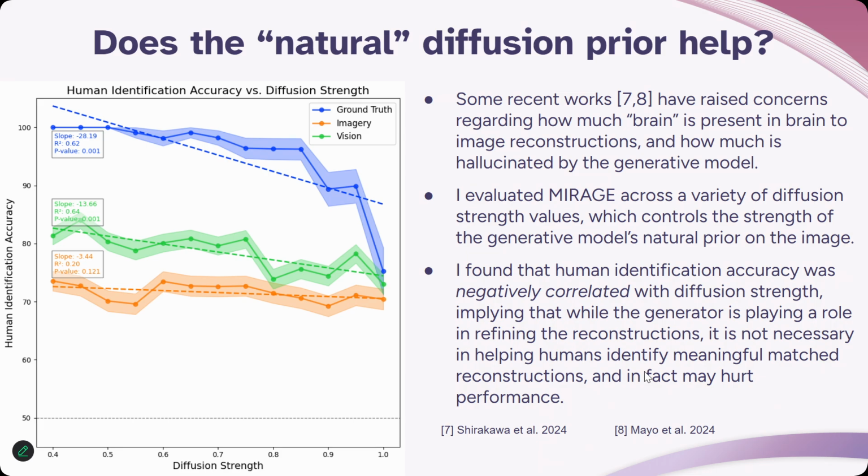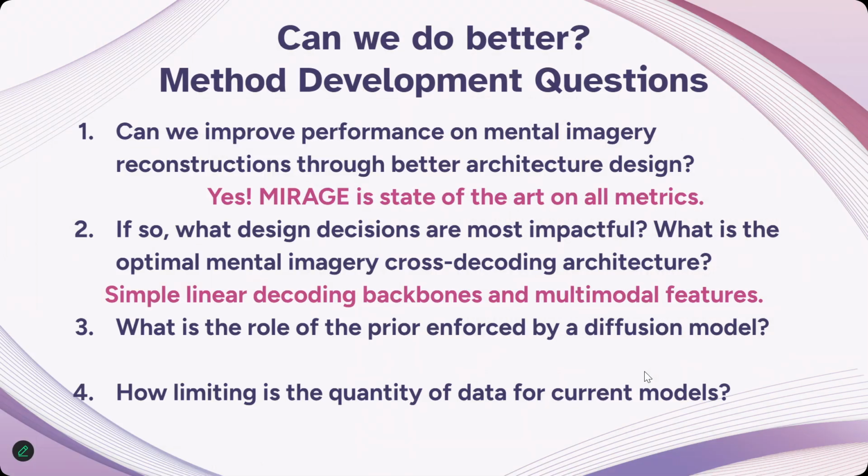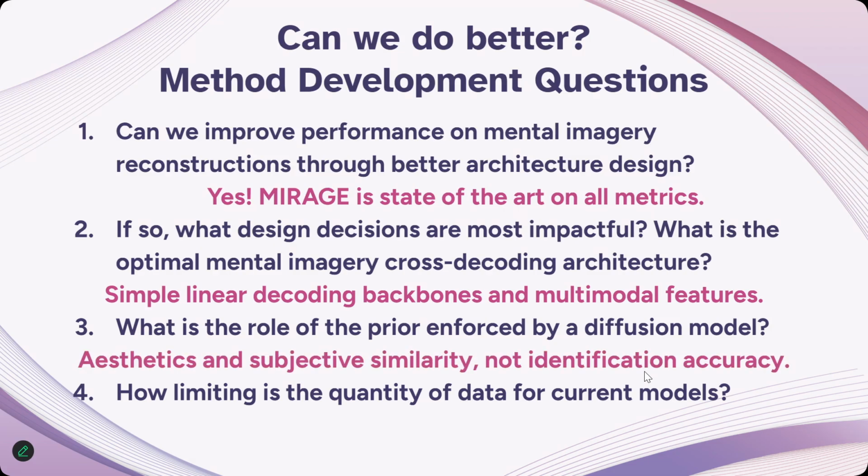And I don't think that interpretation is correct because the pretty images are not what's making it work. And while they are fun to look at, the result here I think is still that we are pulling information from brain activity and we are inverting it into meaningful representations that convey that underlying content. So that answers our scientific question here about what the role of this prior is. It's clearly providing a lot of aesthetic and subjective similarity benefits, but it's not helping humans identify the images any more accurately.